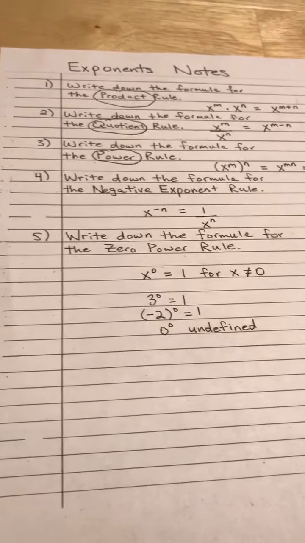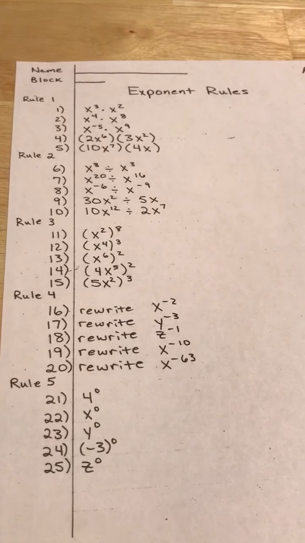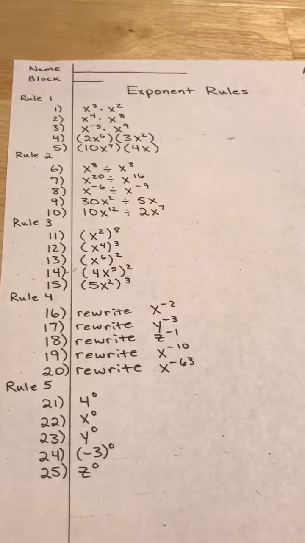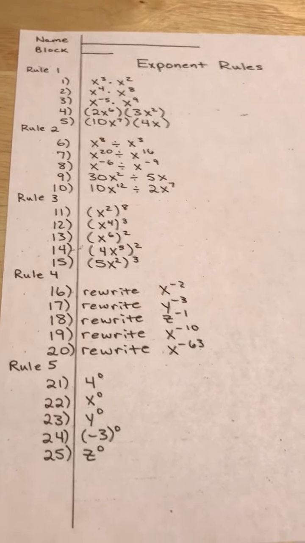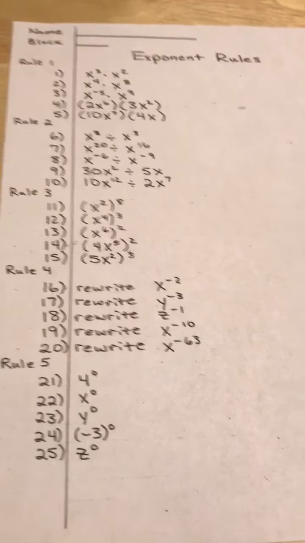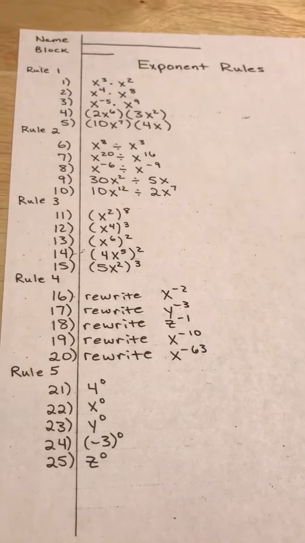Okay? Let's look at your homework for tonight. We have 25 questions, and the first 5 are going to be Rule 1, next 5 are going to be Rule 2, Rule 3, Rule 4, Rule 5. So you got 5 questions for each. That's 25 questions. And let's go over a few of these together.